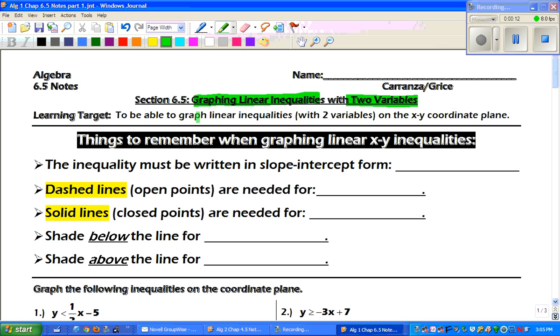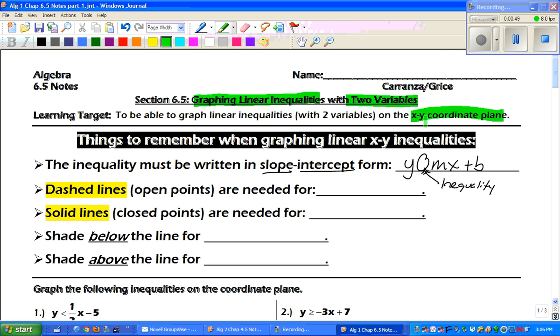Our learning target today is to be able to graph linear inequalities with two variables on the x, y coordinate plane. So instead of a linear inequality with just one variable, now we're going to have both the x and y. So our inequality must be written in slope-intercept form, which is y = mx + b, and here, that's where we're going to put the inequality, okay? And that inequality is going to give us a ton of information, okay?